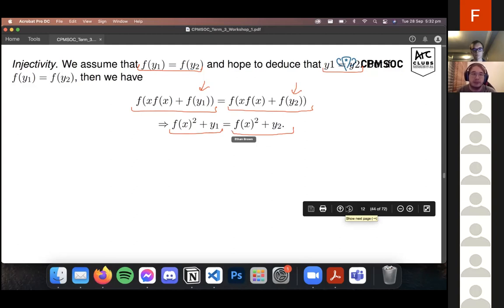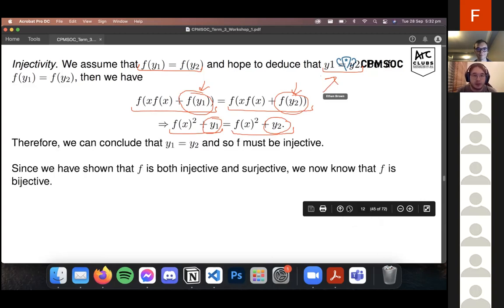Now, what we've done is we've turned a relationship between f of y into a relationship between y, which is exactly what we're trying to prove, yeah? So if we rearrange this, we could cancel out the f of x squared because x is any number. You can just fix it if you want. Those two cancel out and you get y1 equals y2, which means the function must be injective, and because we proved that it was surjective, we know it must be bijective, hence the result. Any questions about that before we move on?